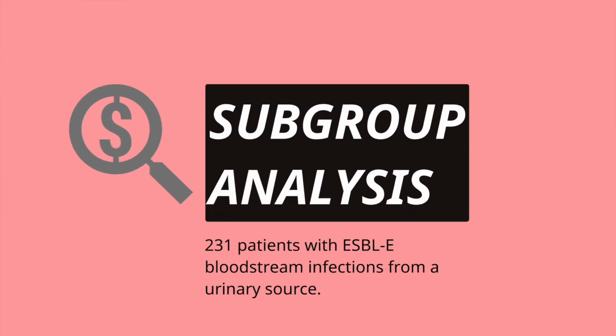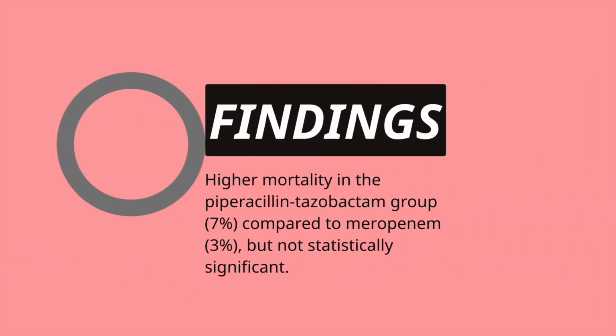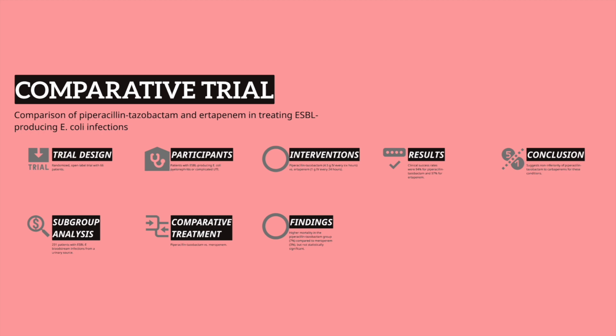There was a subgroup analysis of bloodstream infection, that is 231 bloodstream infections of urinary source, and they compared piperacillin and meropenem, and they found a lower mortality rate with meropenem, though it was not statistically significant. So these are the two major trials which have compared piperacillin tazobactam with carbapenems, though it has shown similar efficacy as far as statistics is concerned. However, the use outside of UTI is discouraged.